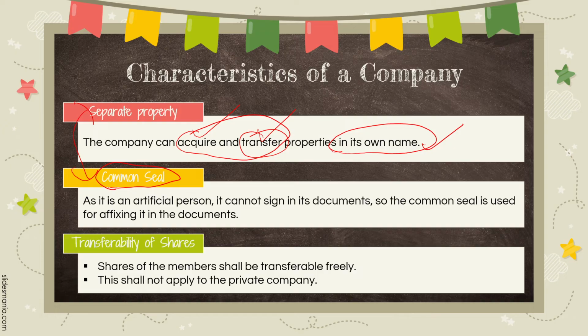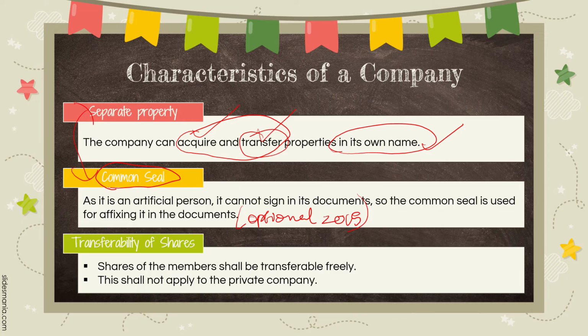This has become optional now. As per the amendment in the year 2015, the common seal concept has become optional, right? Before it was compulsory that every company should have a common seal. But now, after the amendment in the year 2015, the common seal concept has become optional. That is, the board of directors and shareholders shall now decide whether to have a common seal or not, right?